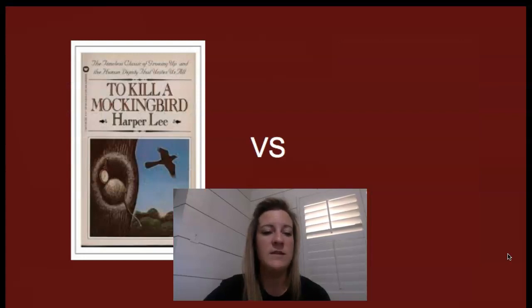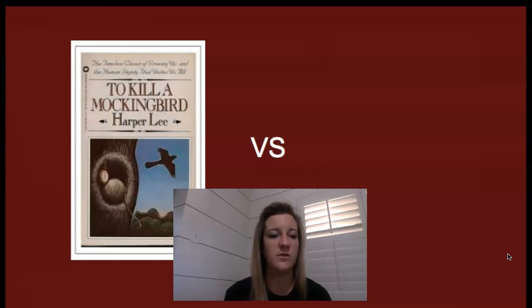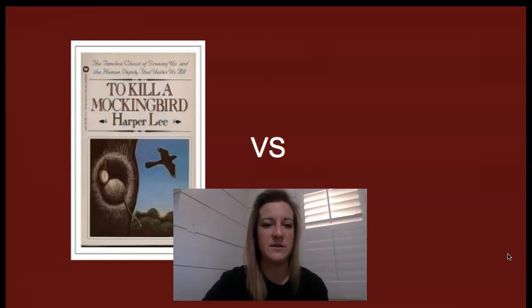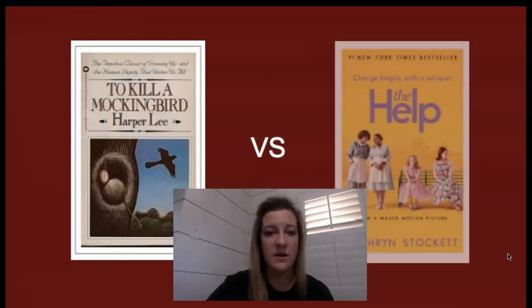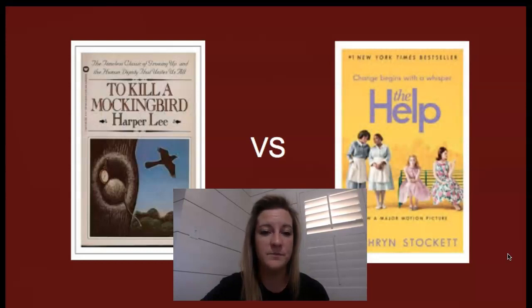Another example, To Kill a Mockingbird. This is about that idea of civil rights and racial discrimination, and it gets even further into a situation that is very intense. So this is a book that you have to be prepared to read as far as social issues arise. But it's a very good book. The example that I thought of immediately was The Help.